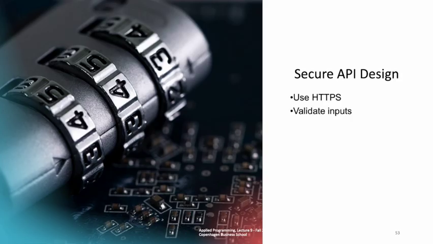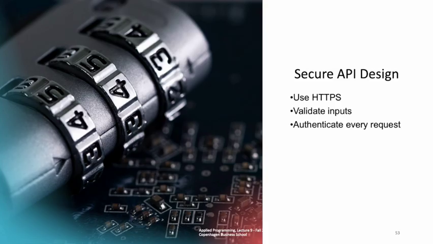Second, validate all inputs received by your API. Even if the front-end already validates the data, never assume it's safe. Attackers can bypass the front-end and send requests directly to your API using tools like Postman or curl. Use ASP.NET Core's model validation attributes to enforce rules on incoming data.